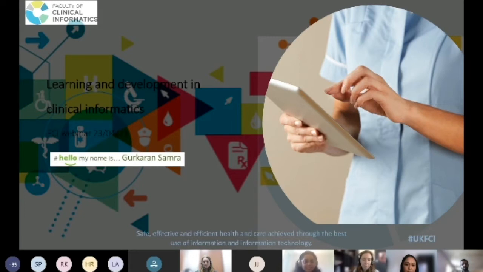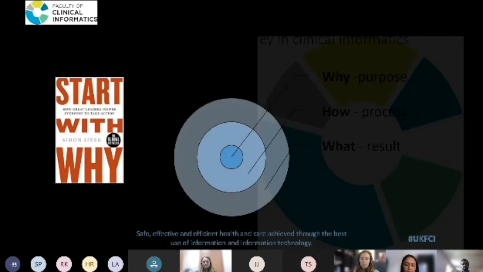It's these values that I try to follow as part of my job as a consultant in acute medicine and as a clinical informatician. And these values have helped shape my learning and development in clinical informatics. Through this presentation, I'd like to talk to you about the why, how, and what of my learning and development journey in clinical informatics.